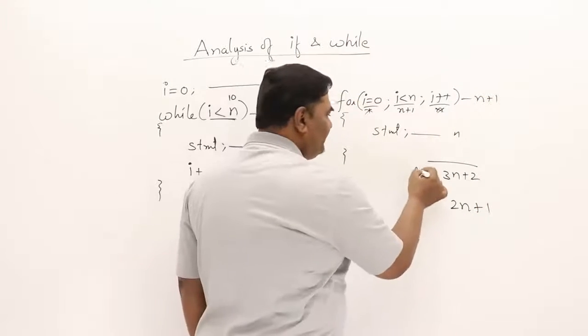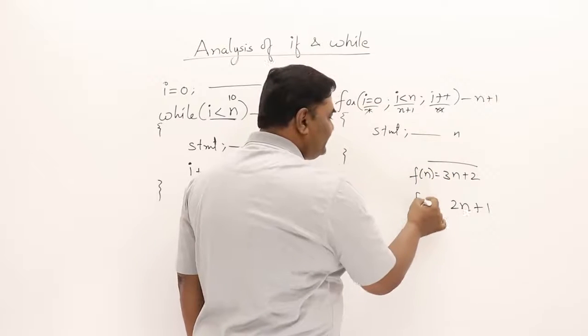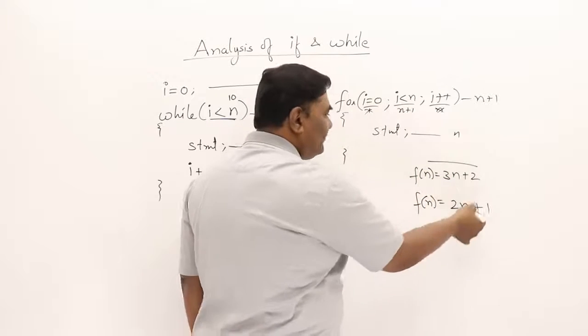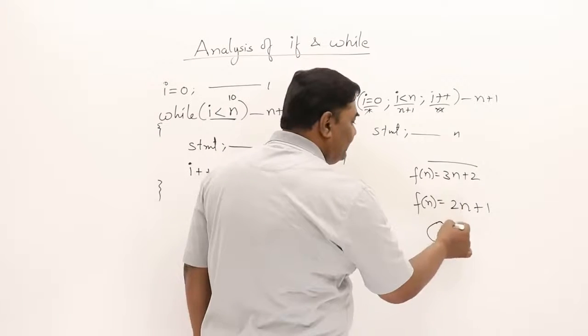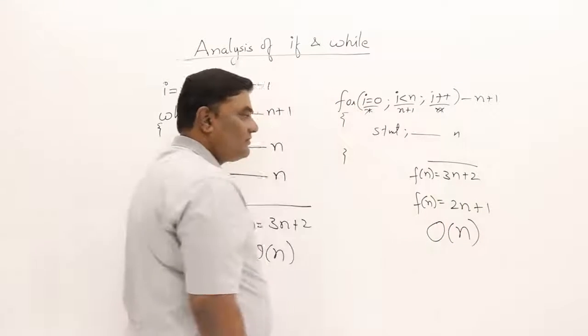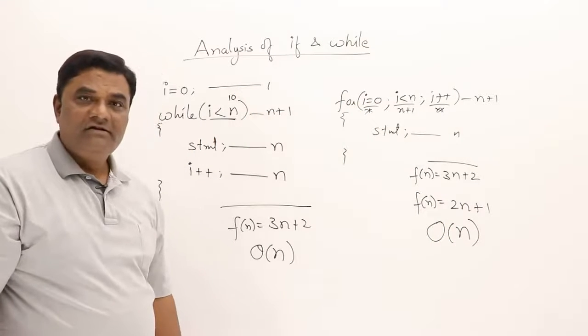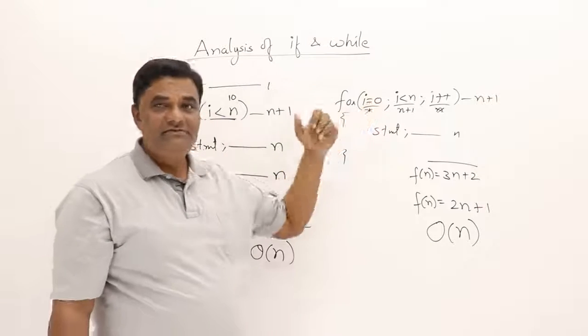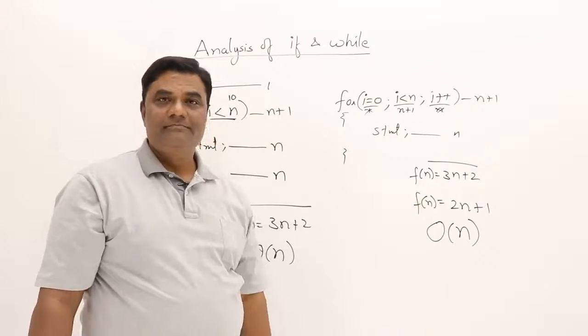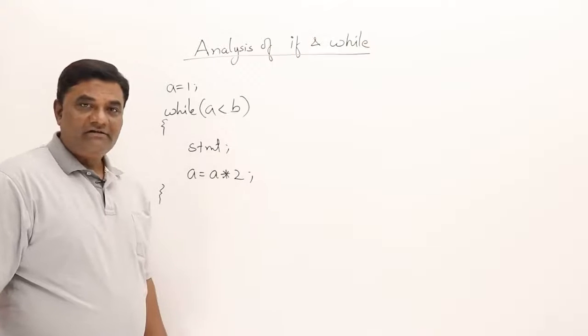Whatever the function may be, we are not interested in the exact formula or exact function. We are interested in the degree of a function. So we say order of n. That's it. Now you can see whatever I can write using a while loop, I can write it using a for loop also. Now next piece of code here.